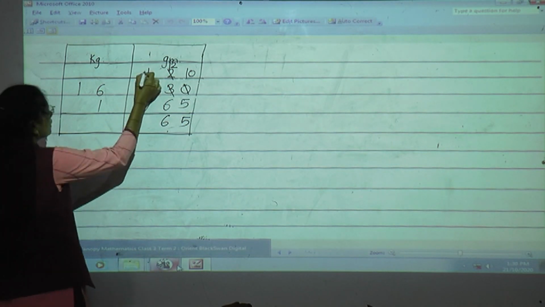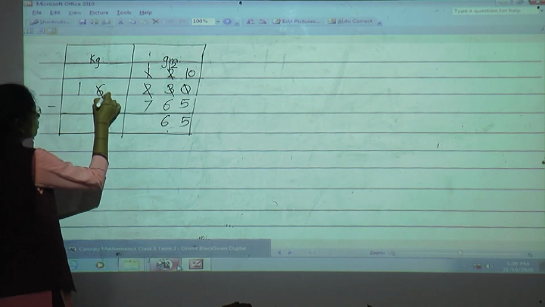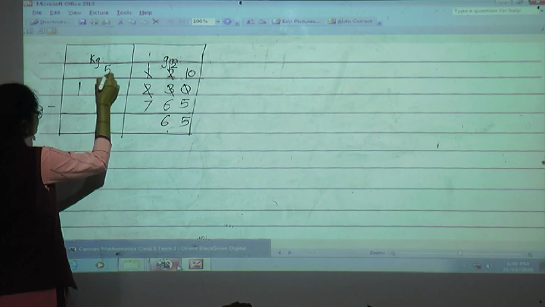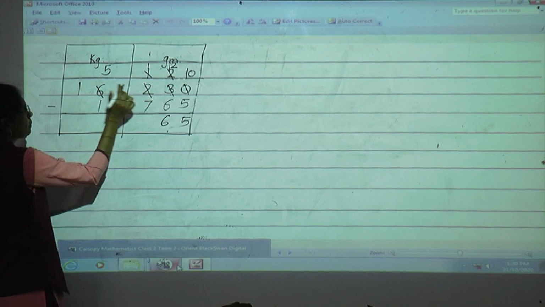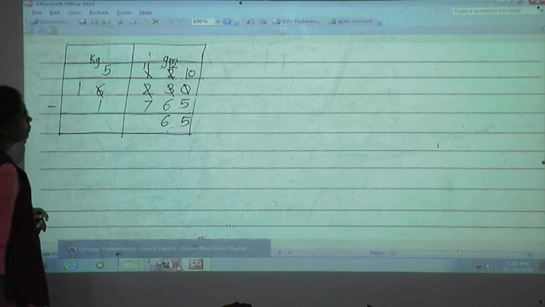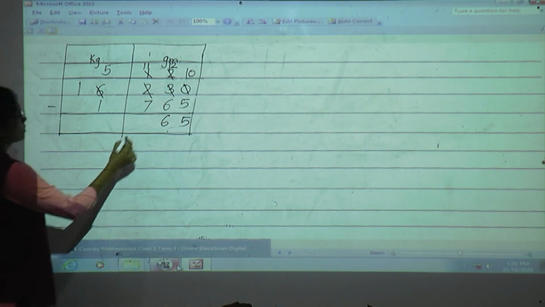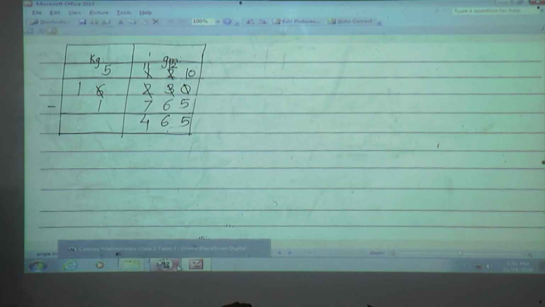Then 1 minus 7, again it is not possible. So cut this 1, write as it is. Go to the neighbor, here 6 is there. So take 1 borrow from this 6. So here 6 minus 1, here 5 will remain and this 1 will become 11. Now 11 minus 7. Yes, after 7 you have to count your fingers till 11. So 11 minus 7, 4. So write here 4. Now we'll subtract the kilograms.